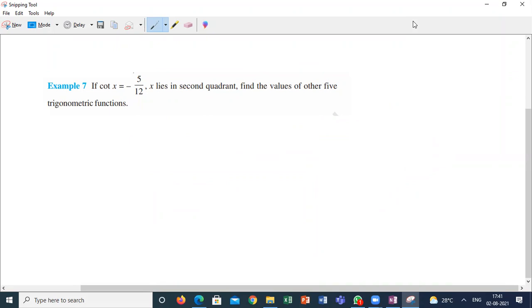If you know cot x, using the relation between cot and cosecant, you start. Once you get the cosecant, you can find out the tan. Once you get the tan, the secant. If you know the secant and cosecant, you can find out sin and cos. Like that, you have to proceed.